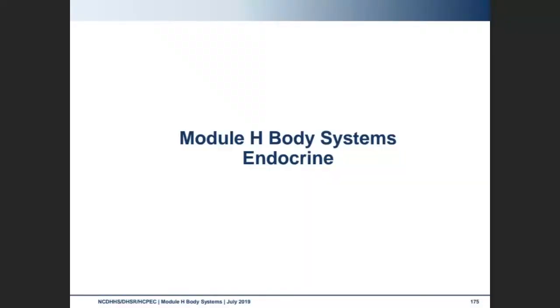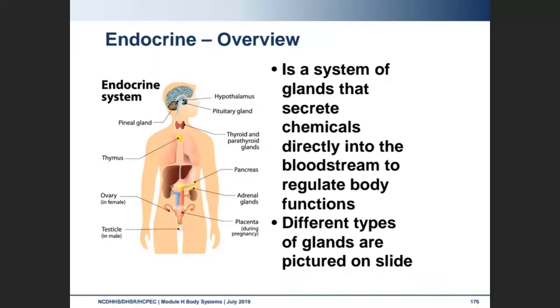Module H, endocrine system. Our endocrine system is a system of glands that secrete chemicals directly into our bloodstream and regulate all of our body functions. As you can see in this image, there are many different glands throughout the body, and they're pictured in this slide.